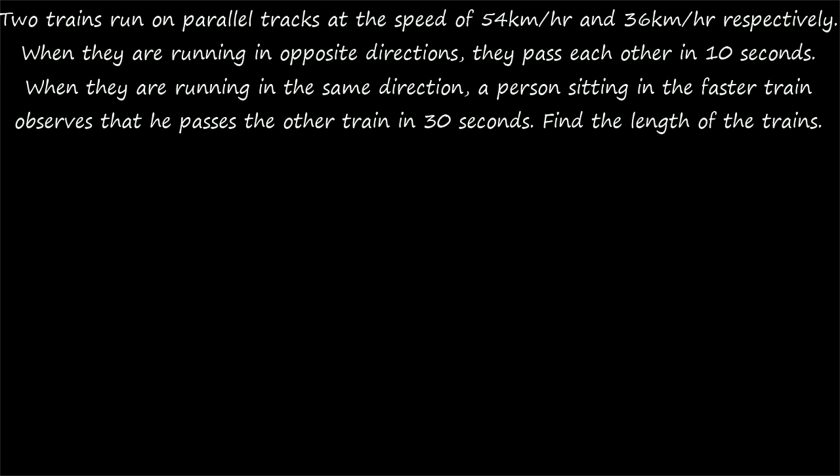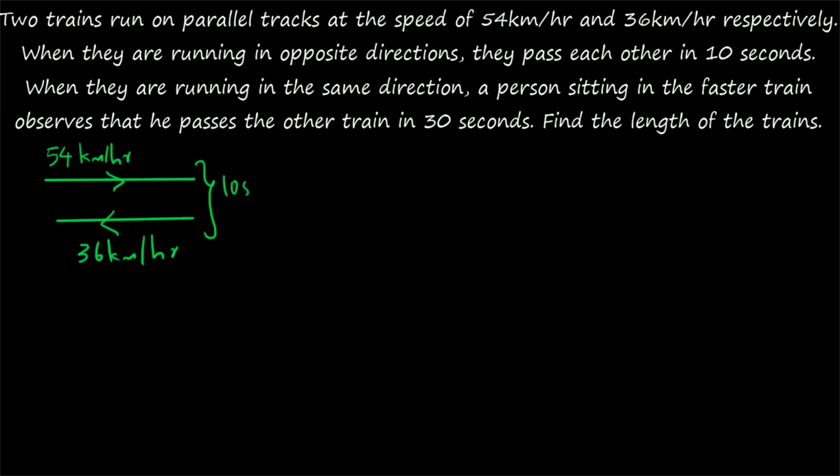So what is the given question? There are two trains and the speeds of the trains are given. In the first case they are moving in opposite directions. So one train will be moving in this direction, the second train will be moving in this direction, and the speeds are given 54 km per hour and 36 km per hour. And when they are moving in opposite directions, they will be crossing each other in 10 seconds.